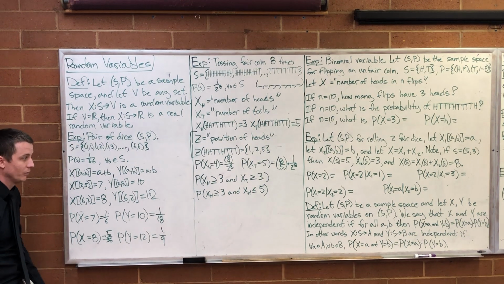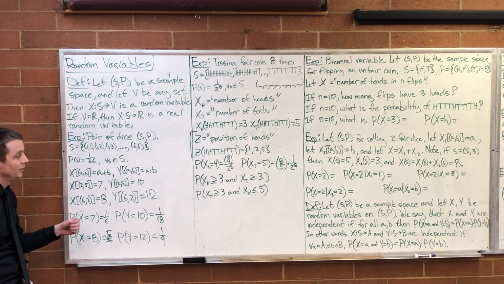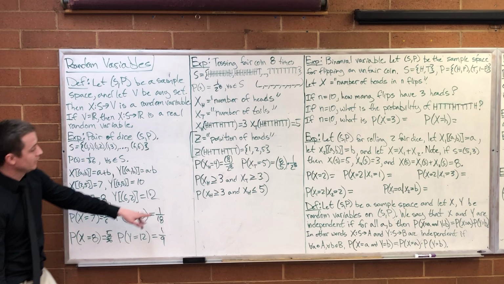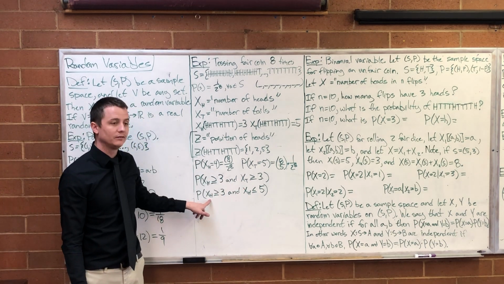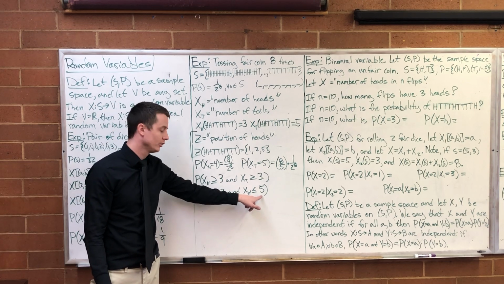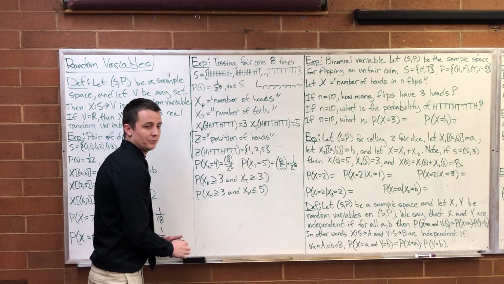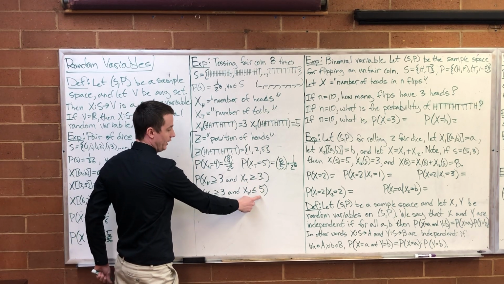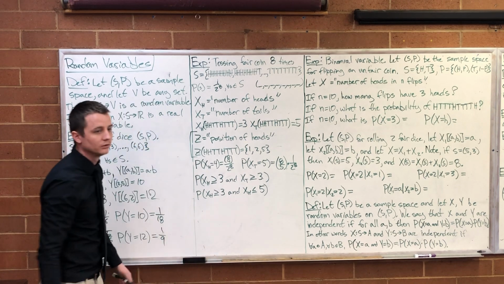So, let's look at a more complicated one. Let's say I want the probability that the number of heads I flip is greater than or equal to 3, and that the number of tails I flip is greater than or equal to 3. Oh, geez. That's hard. That's easy. Now notice that this is the exact same thing as the number of heads I have being greater than or equal to 3, and the number of heads I have being less than or equal to 5, right? If I have 5 heads, I have 3 tails. If I have 4 heads, I have 4 tails, etc.